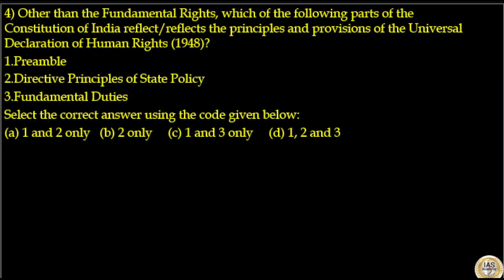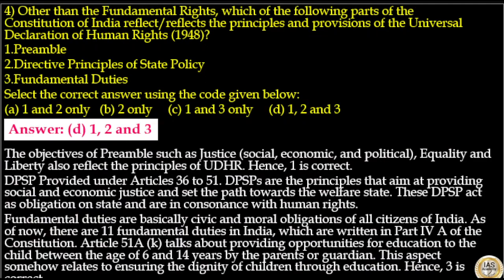Other than fundamental rights, which of the following parts of the Constitution of India reflect principles and provisions of the Universal Declaration of Human Rights? Options are Preamble, DPSP, Fundamental Duties. Select the correct answer using the codes given below. Here the answer to this question is option D, all the above. The objectives of the Preamble such as justice, equality and liberty also reflect the principles of the Universal Declaration of Human Rights. Hence, 1 is correct. DPSP is provided under Article 36 to 51. DPSPs are the principles that aim at providing social and economic justice and set the path towards a welfare state. These DPSPs act as an obligation on the state and are in consonance with human rights. Hence, 2 is correct.